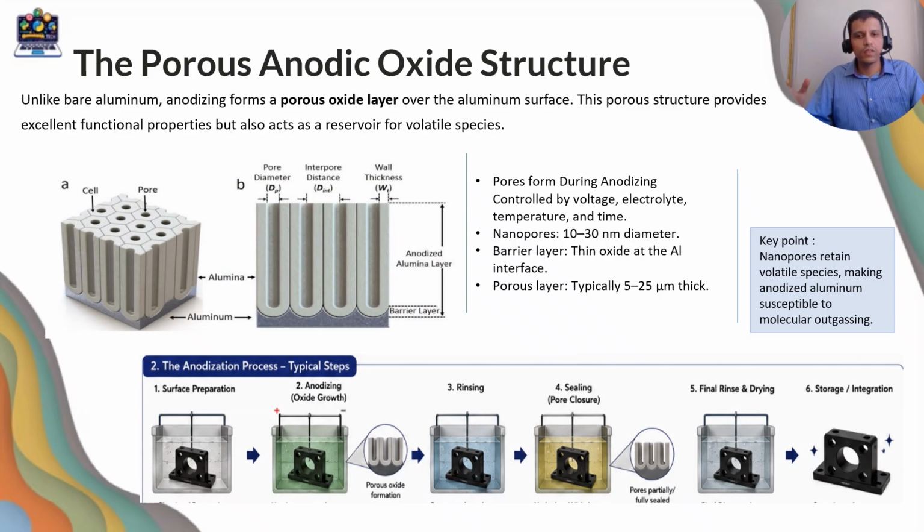So after the rinsing, it will go to the main step called sealing. That's more important. The sealing helps to fill those gaps. That's a good step, where we try to fill and seal those gaps to avoid outgassing. But still, that cannot be done 100%. That's a problem, it's very difficult to fill this gap.